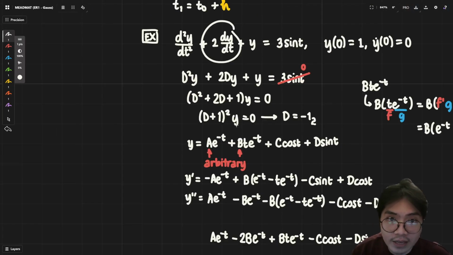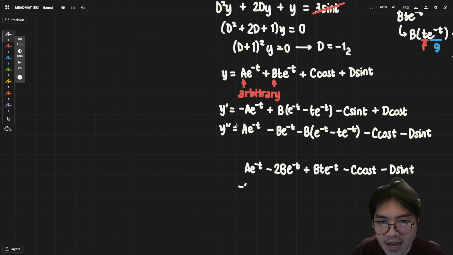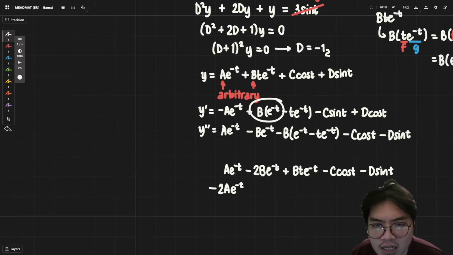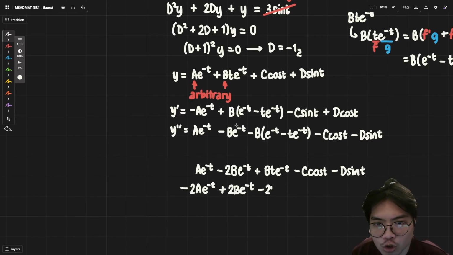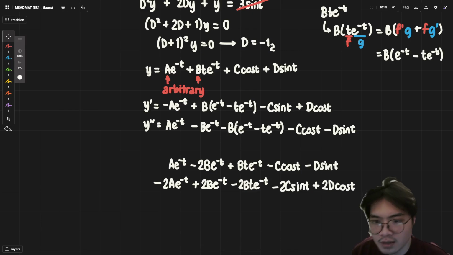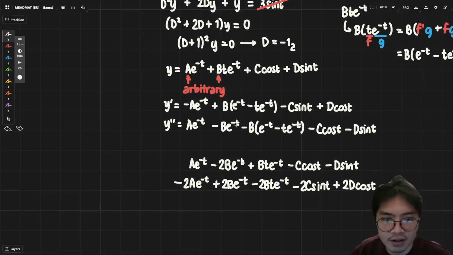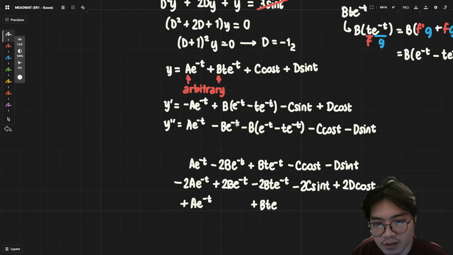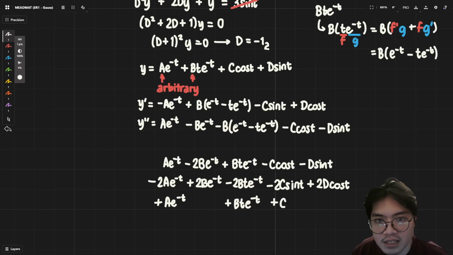Now we will add twice our y prime. We will now have minus 2a e raised to -t, plus 2b e raised to -t, minus 2bt e raised to -t, minus 2c sine t, and then plus 2d cosine t. And then we will have just our y in here: plus a e raised to -t plus bt e raised to -t plus c cosine t plus d sine t.